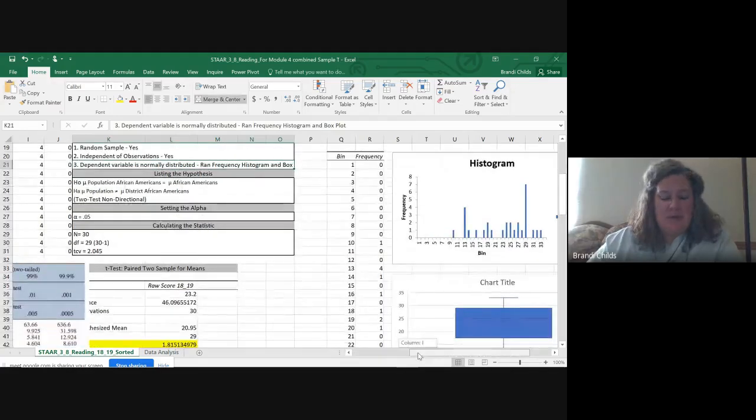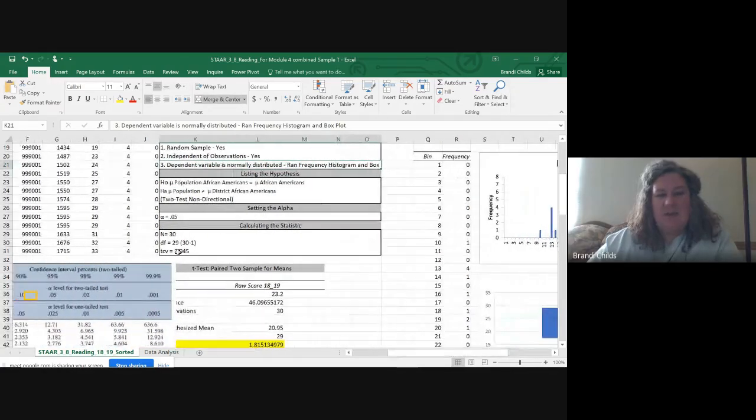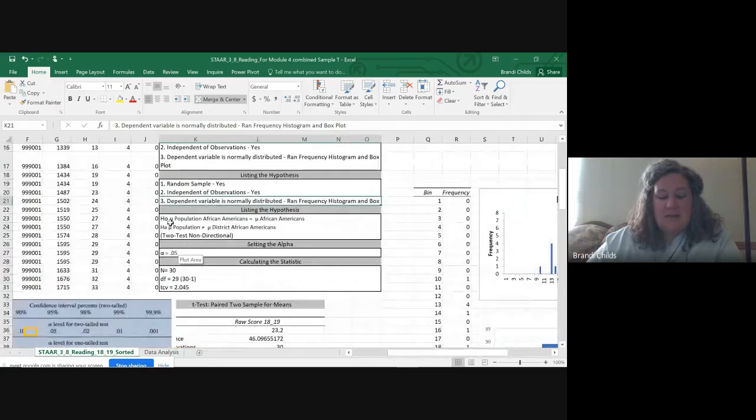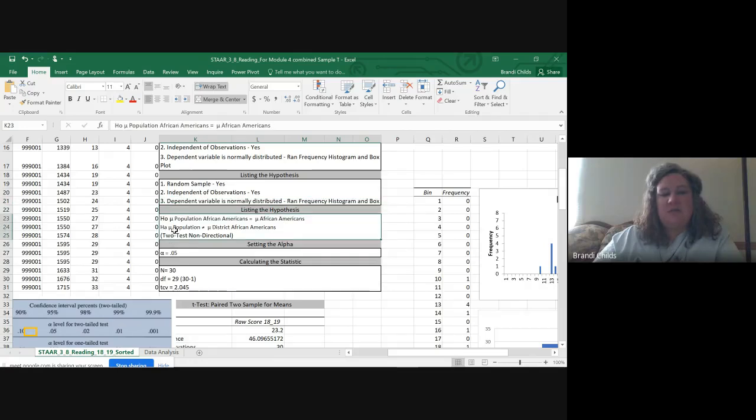Then we move into the hypothesis, and really what we're just saying here is that the null hypothesis is simply the population mean of the African Americans for the entire population is the same as my sample population. So for the null hypothesis, I'm saying that they're the same. There really wasn't a big difference. Now for the opposite, the alternative hypothesis located right here, the second one is saying that these populations are not the same.